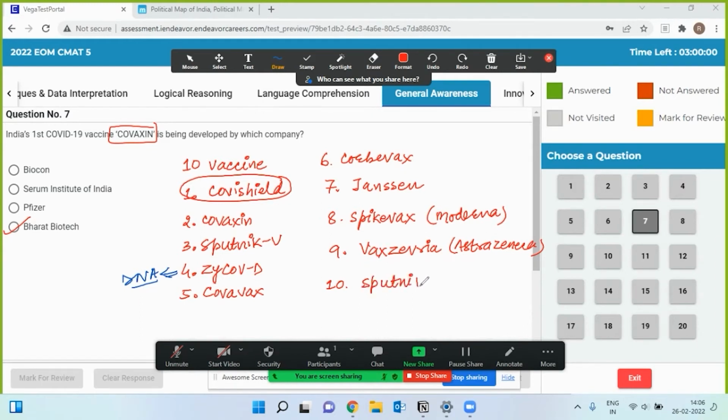So guys, please remember, as of February 2022, these are the 10 vaccines already approved for use in India against COVID. By the way, despite approval, the two most commonly used vaccines in India even today are Covishield and Covaxin. So this is question number 7. Okay.